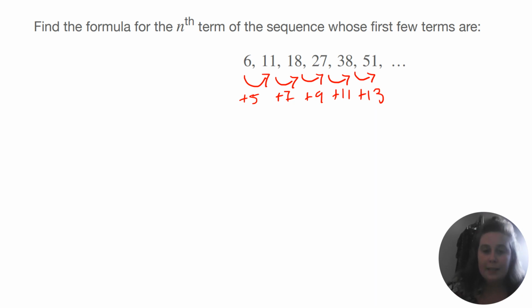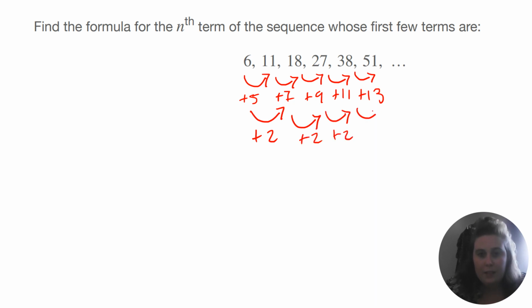So the next step would be to find the difference of these differences. So do the same thing, but a row below. This time, how do you get from 5 to 7? Add 2. 7 to 9, add 2. 9 to 11, add 2. 11 to 13, add 2.